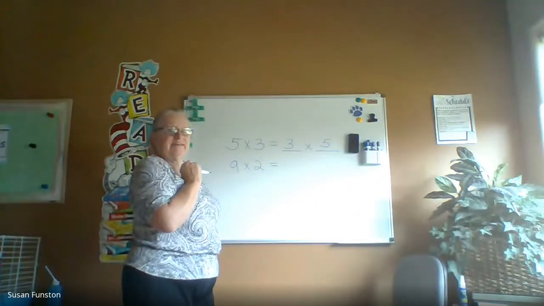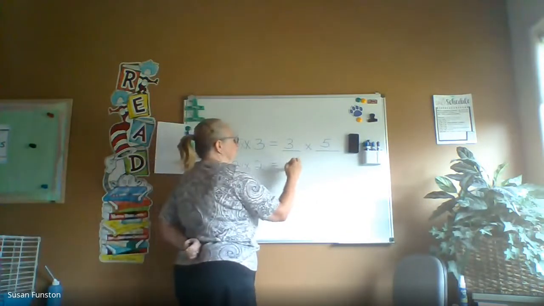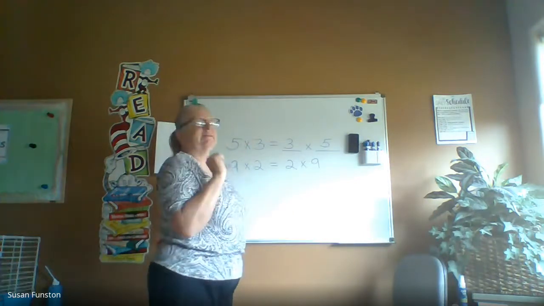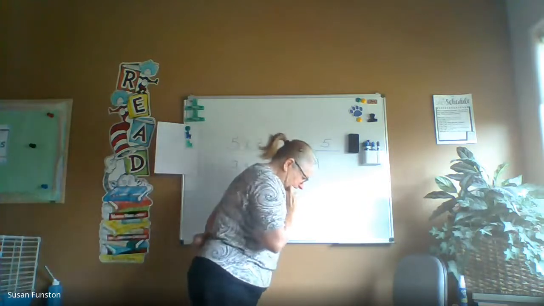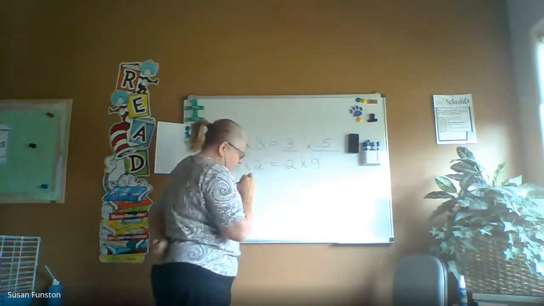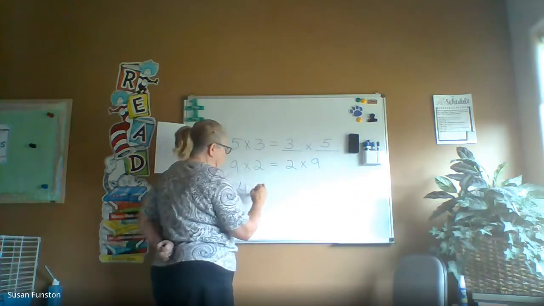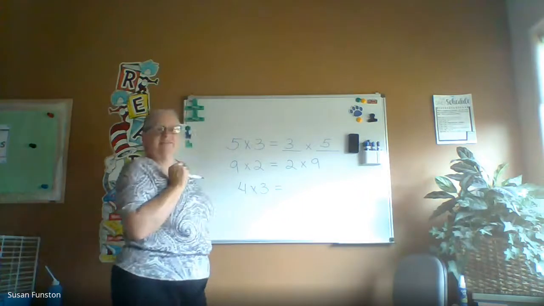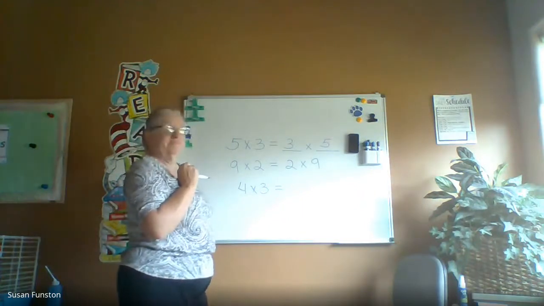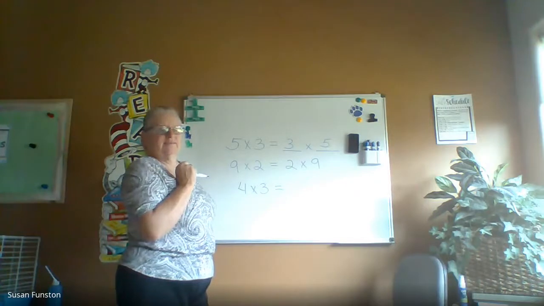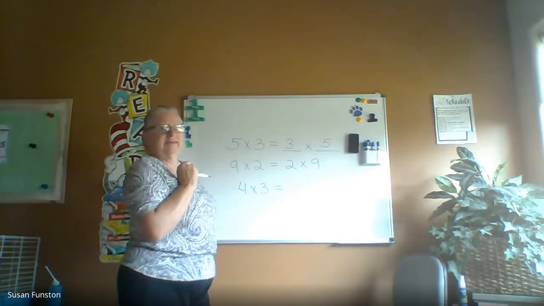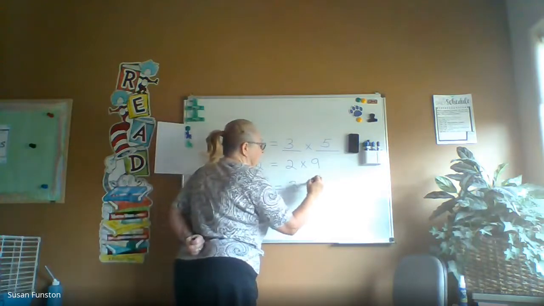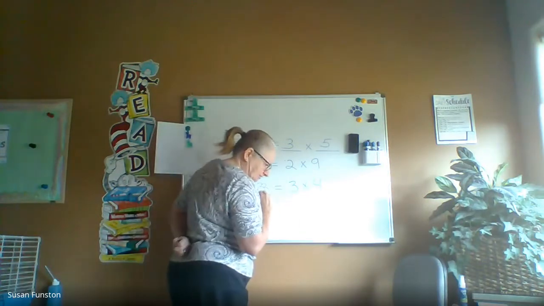Let me see. Awesome job. 2 times 9. And what's the property that we're using? That's right, the commutative property. All right, a couple more. Let's do 4 times 3. On your whiteboard, I want you to flip it around and write the other half of the equation. Okay, let me see. Oh, you guys are good. 3 times 4 is correct.